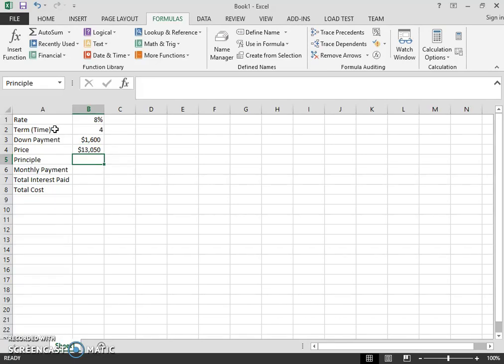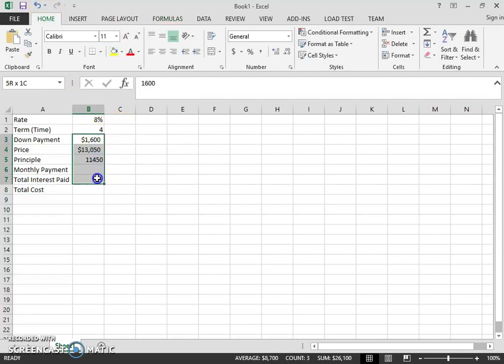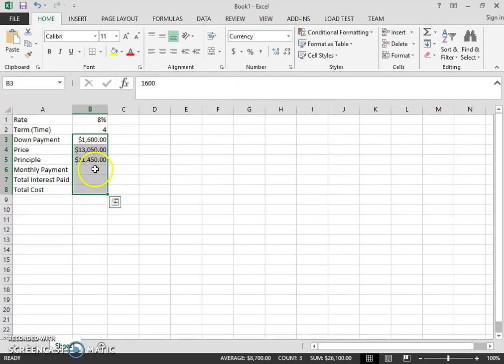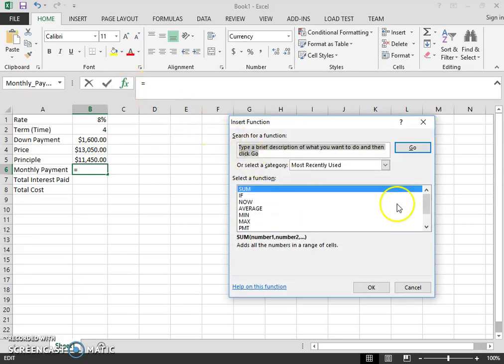So now to find our principal, or in other words, how much money are we going to borrow on the car? We're going to take our price of the car minus how much we paid down, or in other words, our down payment. And we can see that we will be borrowing $11,450. Now, how much are we going to pay each month? This is a very common question that we're going to find. We could type it out long way, or I'm going to use the insert function. The reason I'm going to use the insert function is I'm going to look for my PMT, which is my payment function.